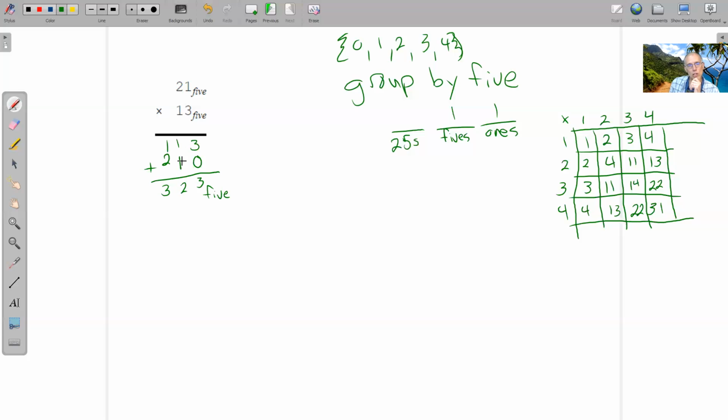It gets a little harder when you have to carry also, but making this table helps make this go faster. Otherwise, you have to think in base 5 as you do it, which is hard. All right, so I hope that helped. Let's pause there.